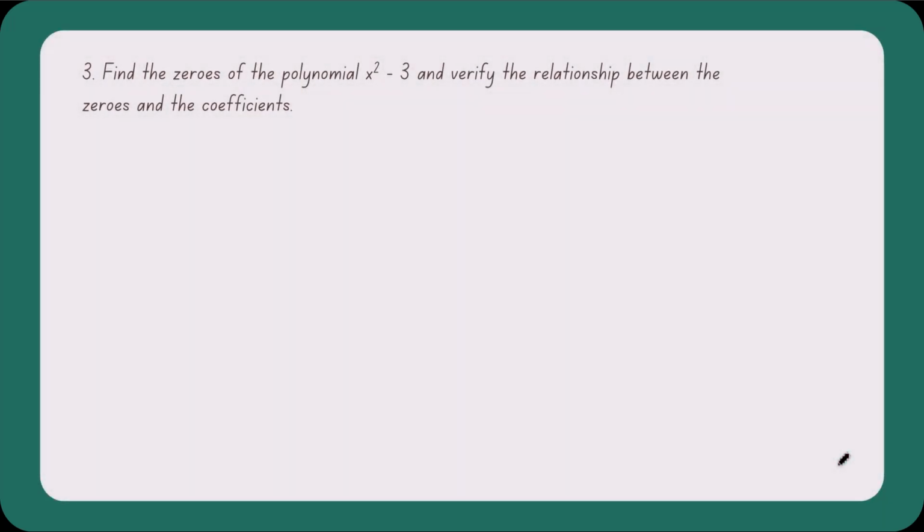Now next, find the zeros of the polynomial x squared minus 3 and verify the relationship between the zeros and the coefficients, right? Here I can write this as a squared minus b squared. So what is a squared minus b squared? x squared minus 3 can be written as x plus root 3 into x minus root 3, correct? So what identity did I use? a squared minus b squared, which is a plus b into a minus b.